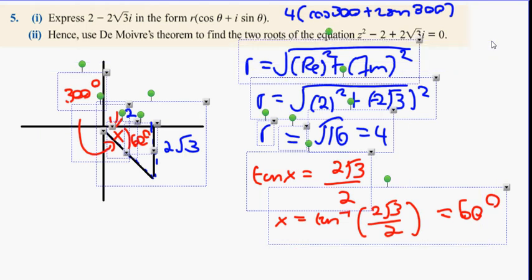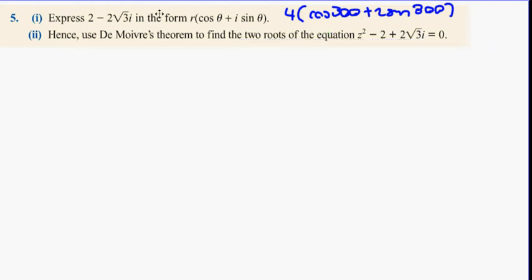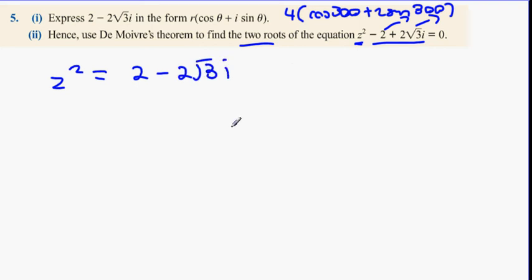No longer needed. Okay, now the next thing it's going to ask us for is to find the 2 roots, being z squared of this here. So we're going to move the 2 and the 2 root 3 over the other side, and we're going to get z squared equals 2 minus 2 root 3 i. Now this is very similar to what we have here. We're going to enter in the polar version.